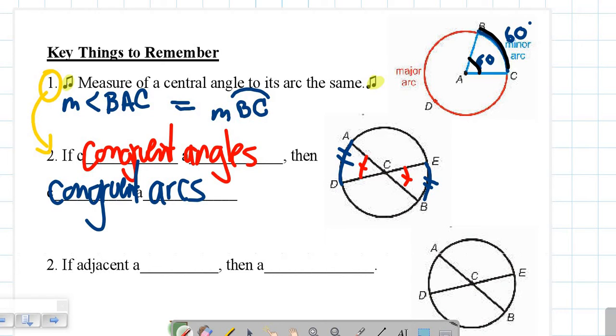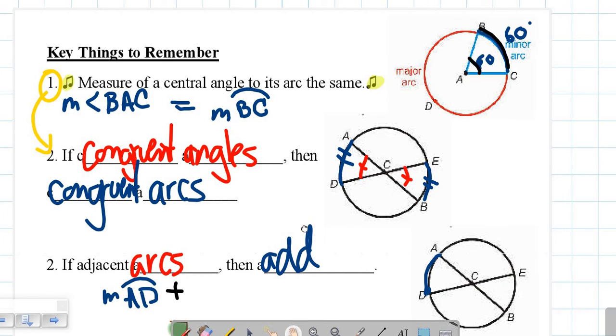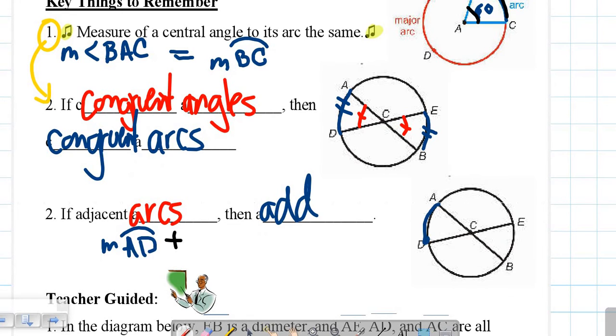Last one is simply that adjacent arcs can be added. If you have adjacent arcs, you can add them up. For example, the measure of arc AD plus DB, we don't add arcs technically, we add their measures, is going to equal the arc measure. It's a semicircle now, so ADB. So little arcs add up to big arcs.